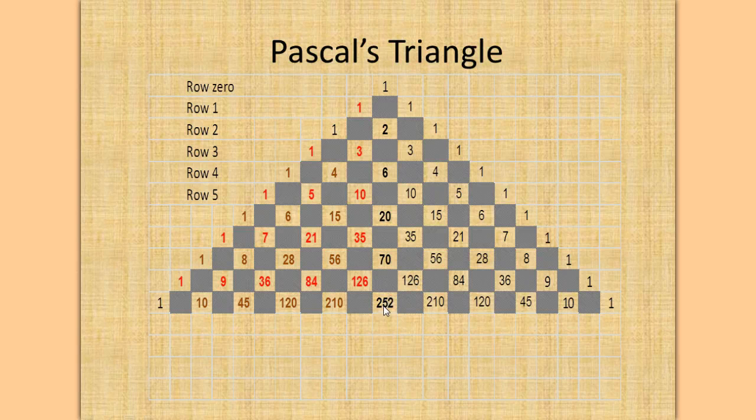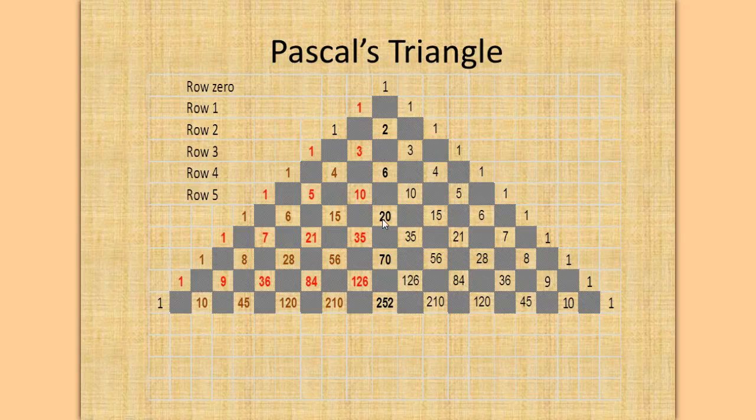We're at the middle of the triangle. So now we don't need to add this side because we know it repeats. So we'll just plug in the next numbers from the other side, which is 210, 120, 45, and 10. That's Pascal's triangle.